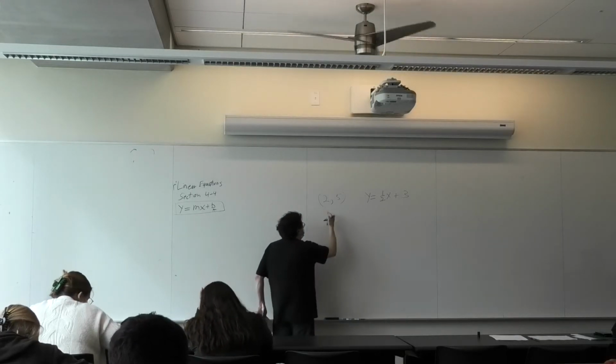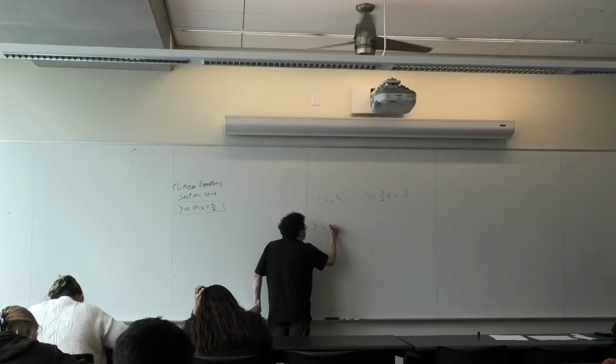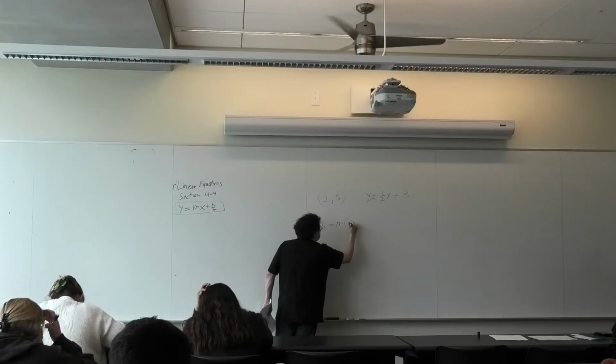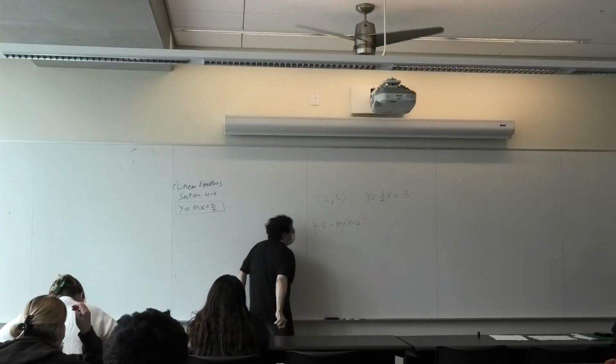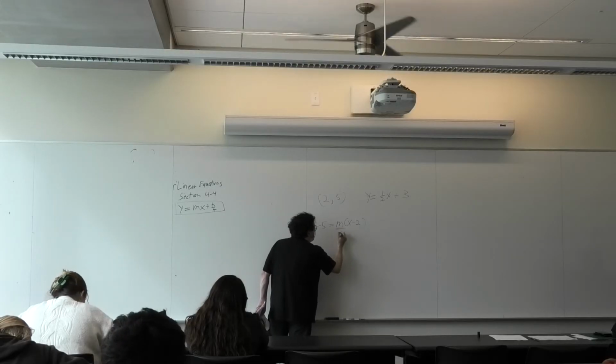Well, let's at least get this started. Point slope form: y minus 5 equals m times x minus 2. Okay, I'm almost halfway there. I just need to know m.